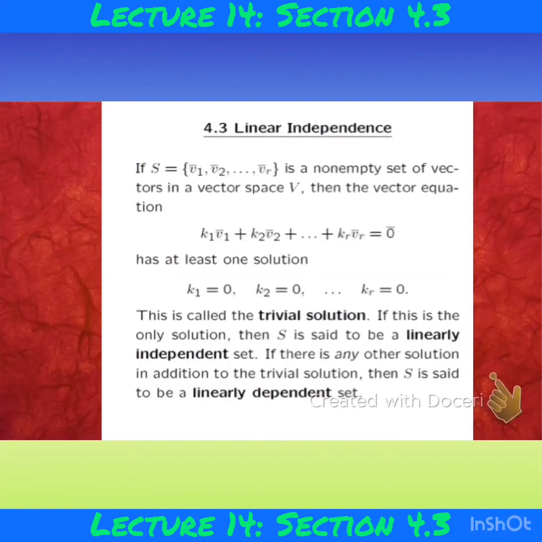All right, so 4.3, we've got linear independence. If S is a non-empty set of vectors from a vector space V, and you set up this equation, taking scalar multiples of each vector, adding them all together and equating that to the zero vector, then surely this system has at least one solution. It's got the trivial solution, right? If you make each scalar zero, clearly it satisfies that equation. This is called the trivial solution.